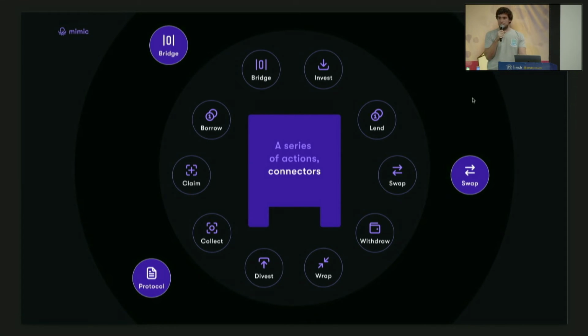The same happens with the bridging actions. We're using Hop, Leaf Finance, Multichain, and all that. And there are different protocols that we're already integrated with to perform different investing operations, like Curve, Balancer, Uniswap, Compound, and many others. And again, all these pieces are already built into a smart vault. You simply need to specify how you would like to put them together to perform any custom operation.